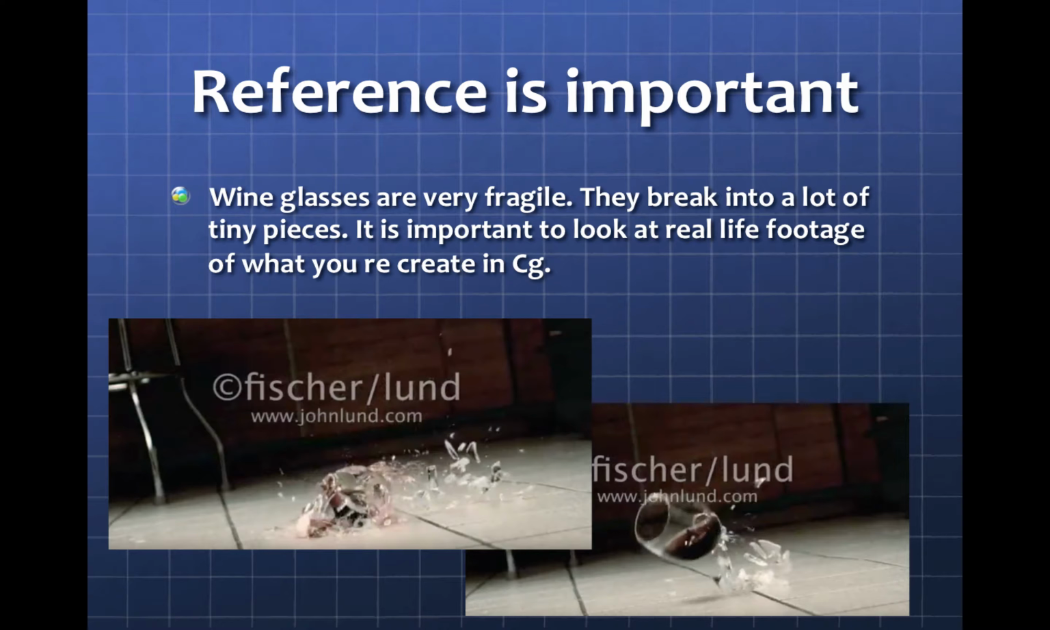Reference is extremely important, especially when we're recreating things in CG, because if we don't recreate it the way that it looks in reality, people are going to be able to tell that something's off, something's not quite right, and that's the last thing we want. So lots and lots of reference footage. I found some really good footage of a wine glass breaking. I took some screenshots here to show you. It's pretty fragile, and it just completely shatters into 100 tiny pieces.